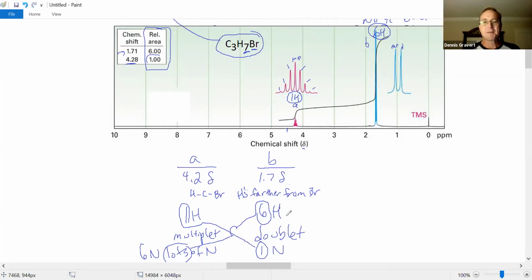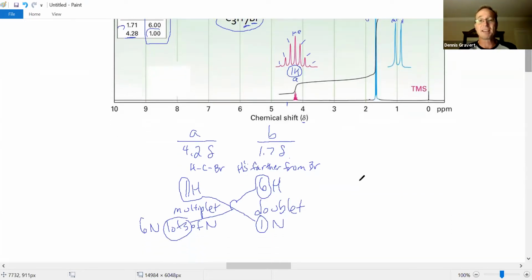There you go. So now we've got to attach these together to make sense of this. And here's the bottom line. How are you going to make 6 hydrogens equivalent? One carbon can't hold all 6. No, a carbon can hold at most 3. Ooh, but what if you have a plane of symmetry so that 2 methyl groups with their 6 hydrogens are the same distance from the bromine?